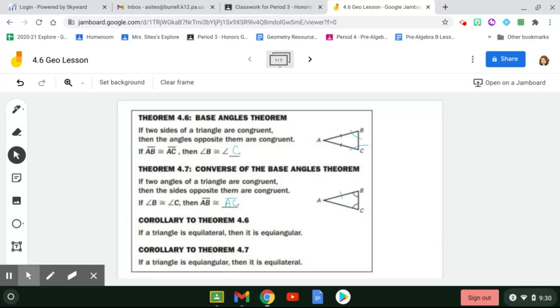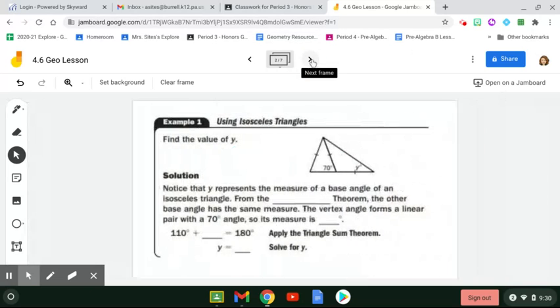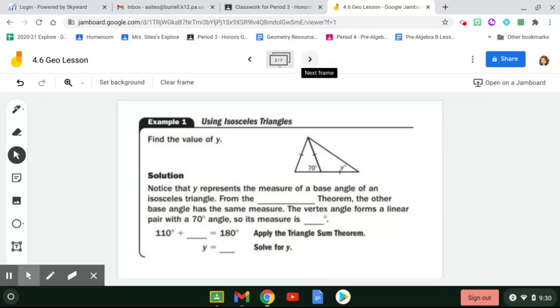So equiangular means that all the angles inside are congruent, so therefore all the sides would have to be congruent then. All right, so we're going to use that information to help us with some isosceles triangles. An isosceles triangle, remember, has to have two side lengths be congruent to one another. So when we look at this, we can see that we have to find the value of y in this situation. We're going to use that base angles theorem to help us get the answer for y.